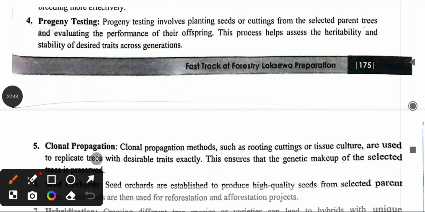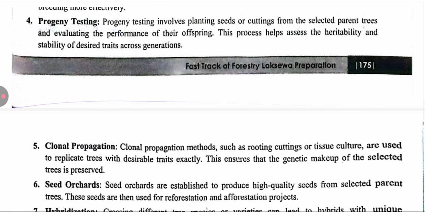Then progeny testing. Progeny testing involves planting seed or cuttings from the selected parent tree and evaluating the performance of their offspring. This process helps assess the heritability and stability of desired traits across generations.